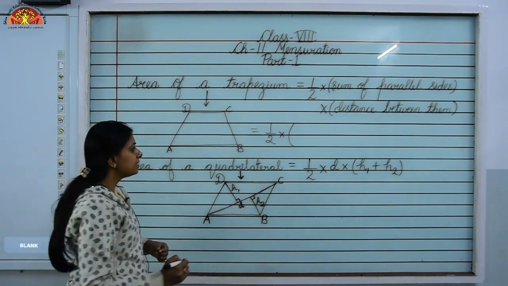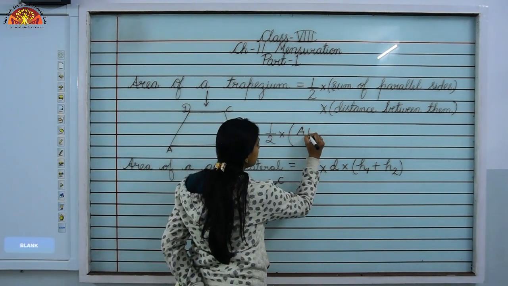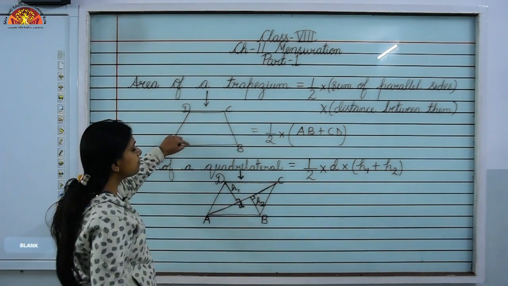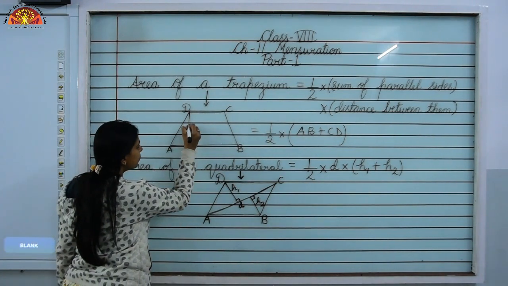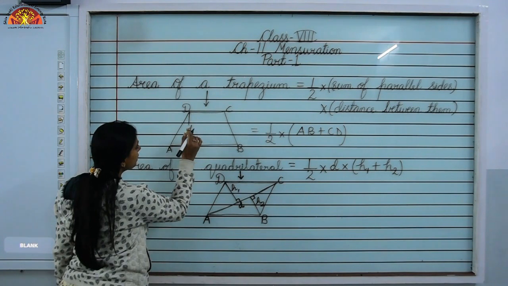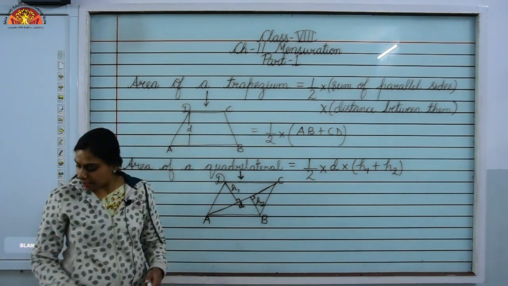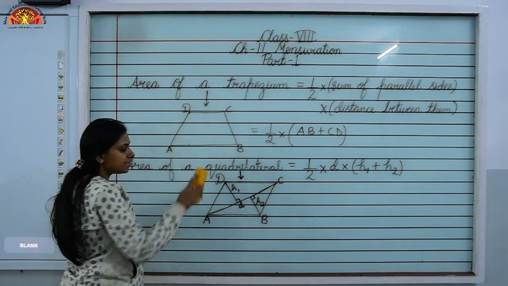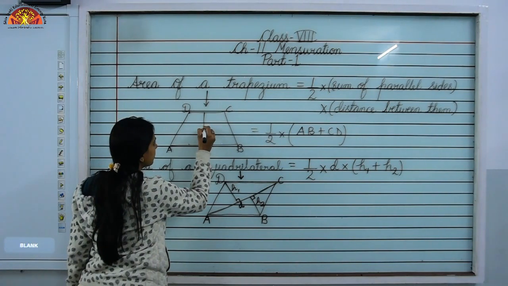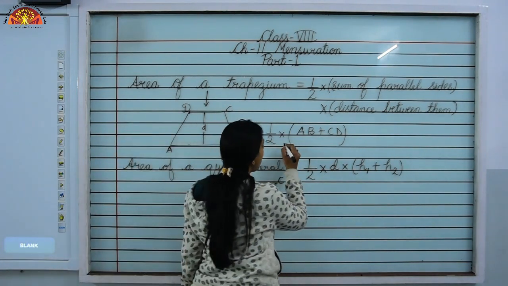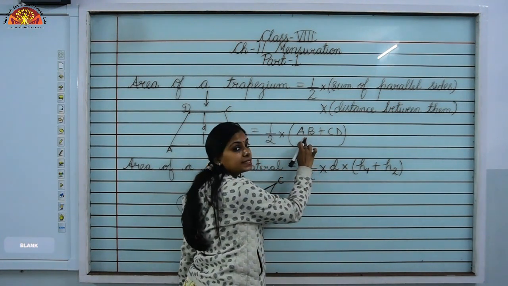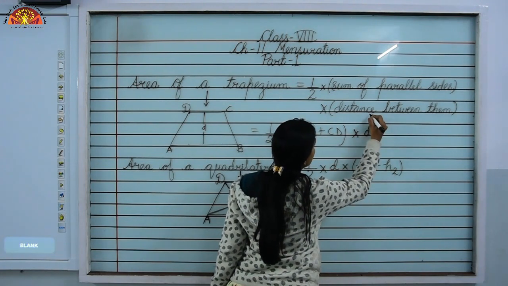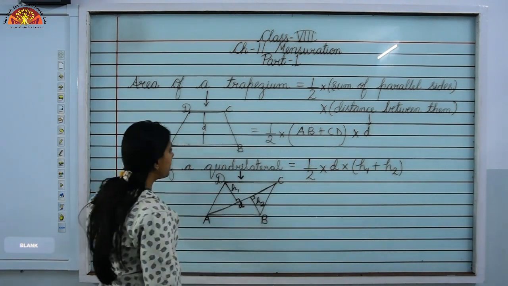These are the parallel sides. That means half into sum of the parallel sides into distance between them. So what is the distance? Let's suppose that the distance between these two parallel sides is D. Okay, so we can write that half into sum of the parallel sides, that is AB plus CD into D, where D is the distance between the two parallel sides.